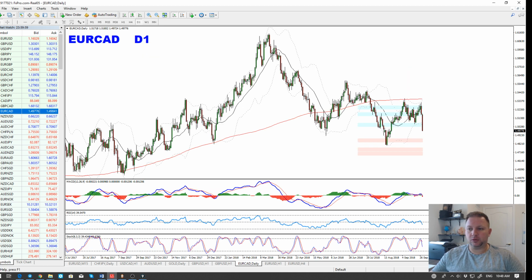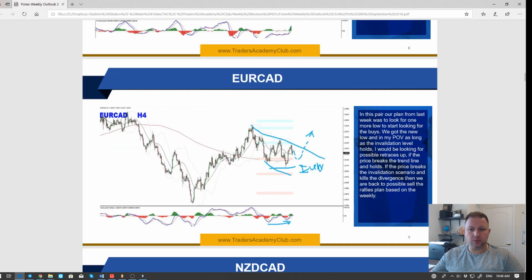Daily becomes a double top, bearish divergence, and break of the trend line. So the rally for the previous week stopped right on the top, pretty much as we wanted to see happening right here. That was our zone, right? And now we are in a sell.